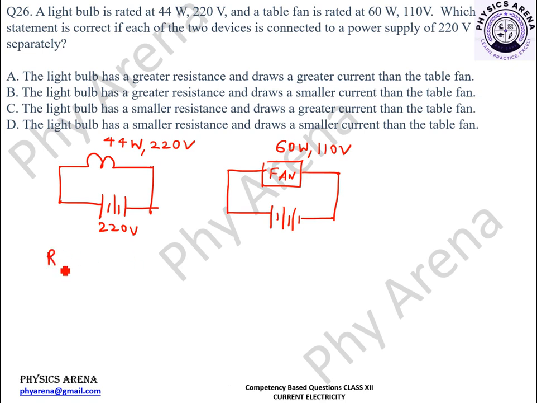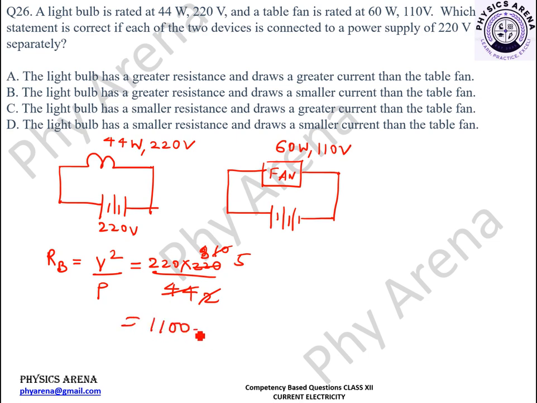So the resistance of the bulb will be V square upon P, where V is the rated voltage and P is the rated power. So it will be 220 multiplied by 220 divided by 44. When we solve it out, it will be 1100 ohm. So this is the resistance for the bulb.